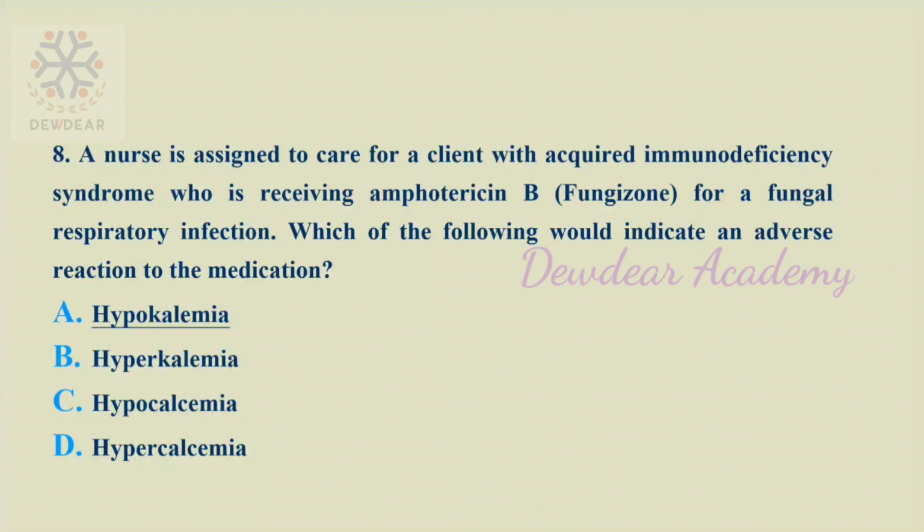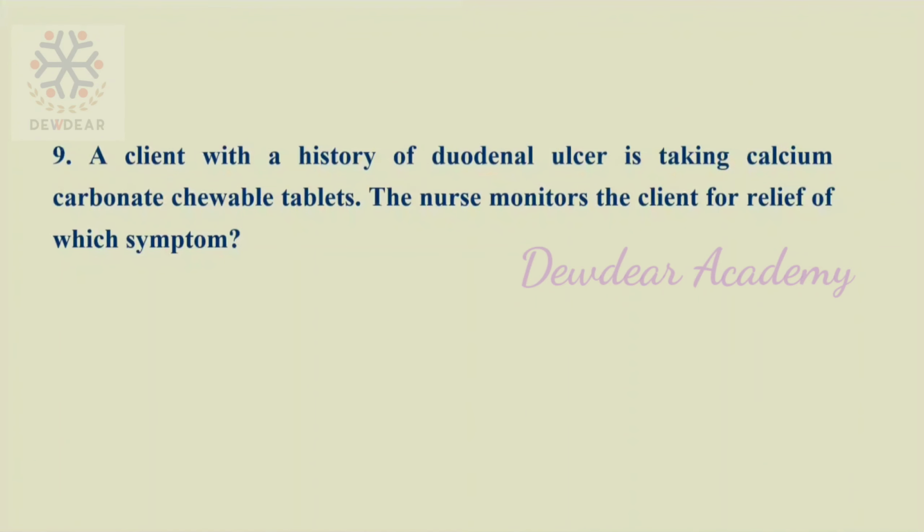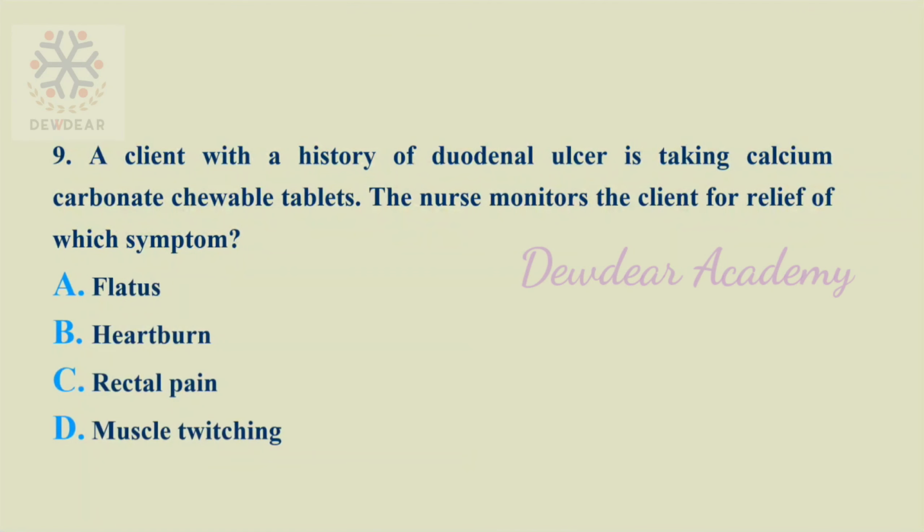Next question. A client with a history of duodenal ulcer is taking calcium carbonate chewable tablets. The nurse monitors the client for relief of which symptom? Options: flatus, heartburn, rectal pain, muscle twitching. A client with a history of duodenal ulcer is taking calcium carbonate chewable tablets and the nurse monitors the client for relief of which symptom? So here the right answer is heartburn.